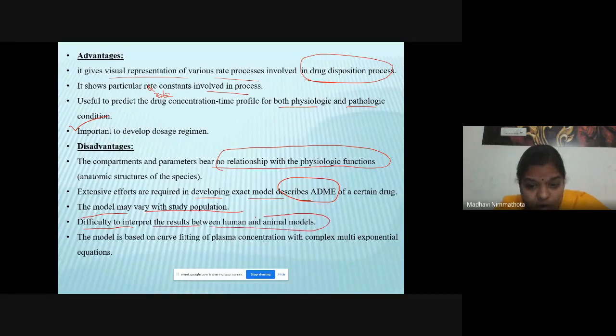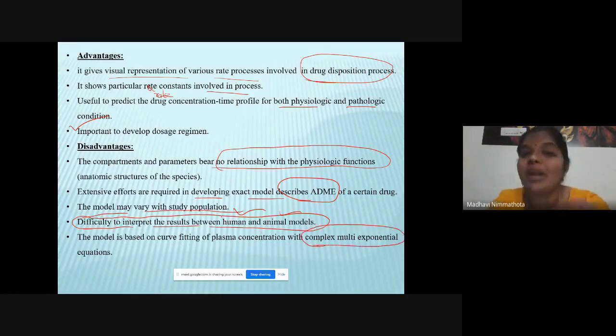Yes, this is what I am saying. You need to interpret the results, whatever you got, for humans and animal models. But this model is not useful to interpret the results between humans and animal models. The model is based on curve fitting of plasma concentration with a complex multi-exponential equation. What happened in our first order kinetics? Yesterday I told you, C equals C0 into e to the power of minus kt. So it is called a mono-exponential equation.